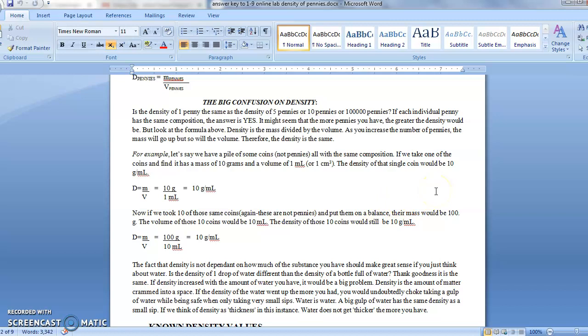Another thing the lab was trying to prove is whether the density of pre-1982 pennies is different than the density of post-1983 pennies. The way they were going to do that is to measure the density of pre-1982 pennies and measure the density of post-1983 pennies.